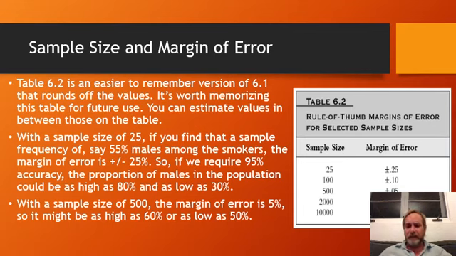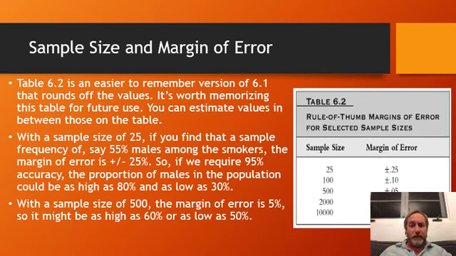And then if the sample size is somewhere in between, you can guesstimate a little bit. You say, okay, if the sample size is 250, it'd probably be halfway, more or less, between 100 and 500, so something like 0.07, 0.075, I guess. So that's the idea.